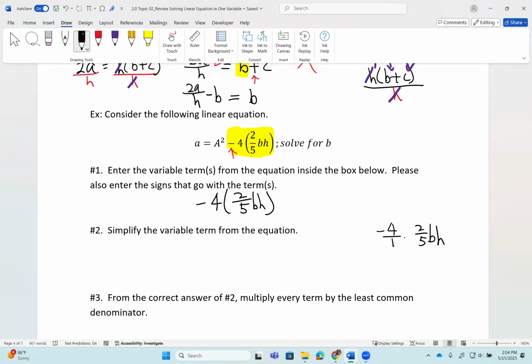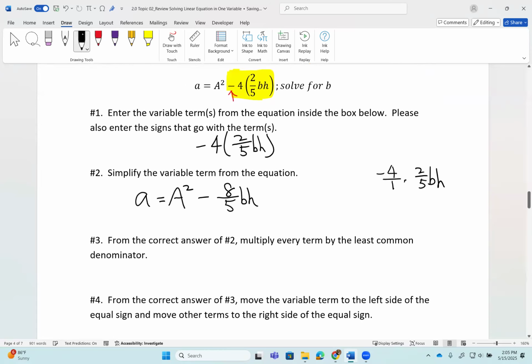All right, so simplify the variable term from the equation. So lowercase a is still the same, equals capital letter A squared, still the same. Negative 4 times 2 over 5 BH. There's nothing that can be reduced top and bottom. So negative 4 times 2 is negative 8 over 5 BH, straight up. All right, so from the correct answer, number 2, multiply every term by the least common denominator, right? Because this term has a fraction. So my LCD is 5. That's the only denominator I have. So I'm going to multiply every term by 5.